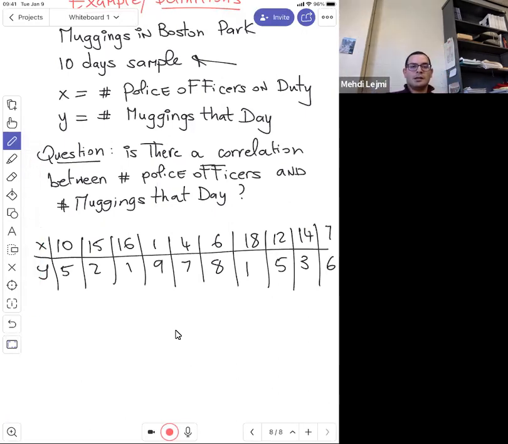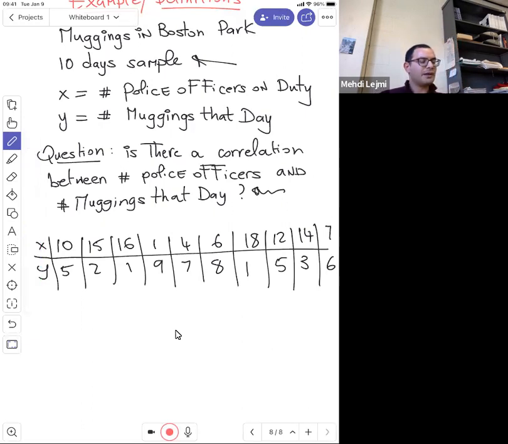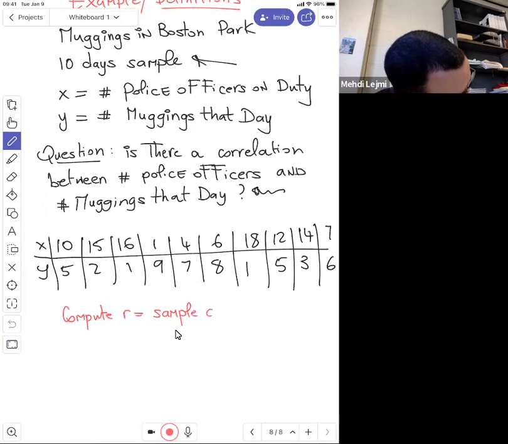Okay. All right. So again, I want to answer this question: is there any correlation or relationship between the number of police officers on duty and the number of muggings? Okay. So, well, first question. Of course, you can make a scatter diagram. But let's compute R. So this is the sample correlation coefficient.